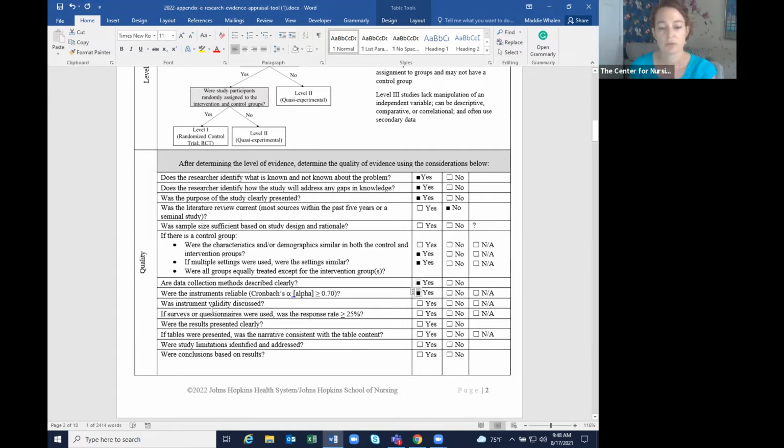And then the next question related to instruments is, was instrument validity discussed? They did not discuss validity. Yeah, I agree. They talked about reliability, but not validity. Do you have a way to remember the difference between the two, or any tricks for remembering what's reliable and what's valid?